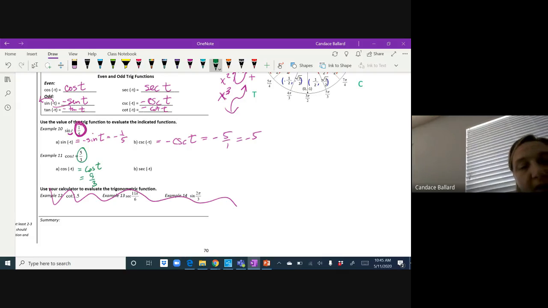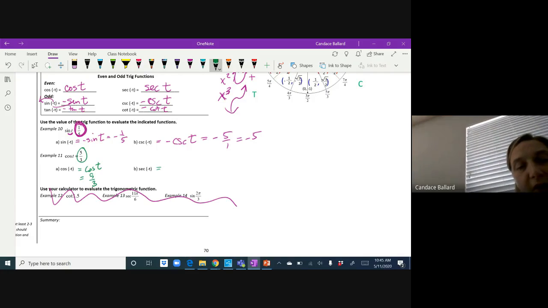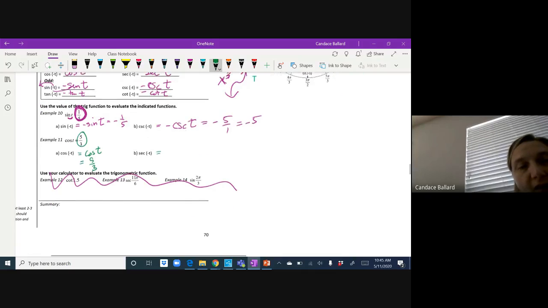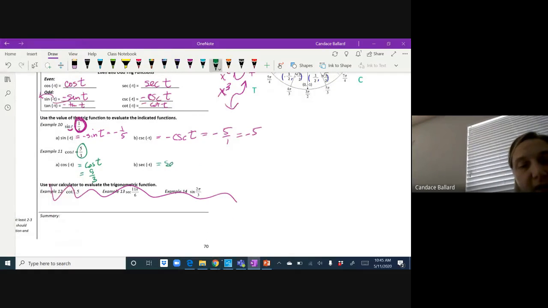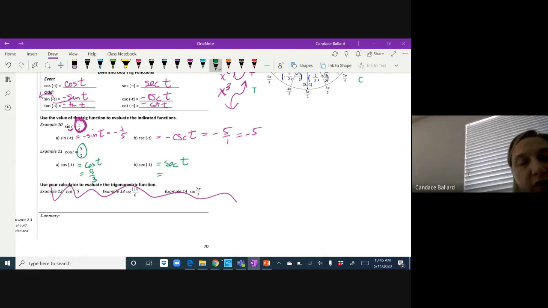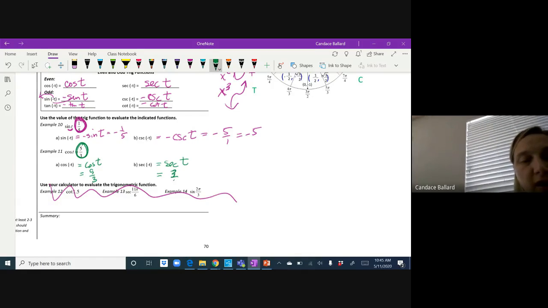Secant, again, is an even function, so I know that the negative on the inside is going to go away. So I just get secant of t. And for secant, I know it's the reciprocal of cosine, so I'm going to flip it, and it is 3/5.